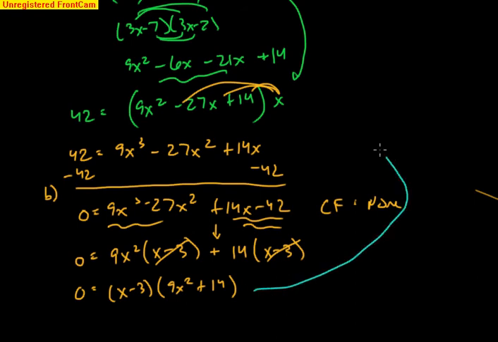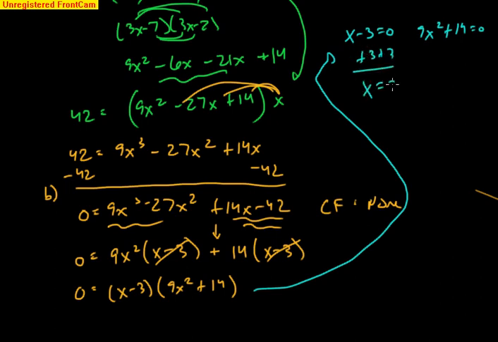So follow my blue up here. I'm going to save some space. Now we set each one equal to 0. x minus 3 equals 0. 9x squared plus 14 equals 0. For the x minus 3, simple, add 3. And there's the value of x.